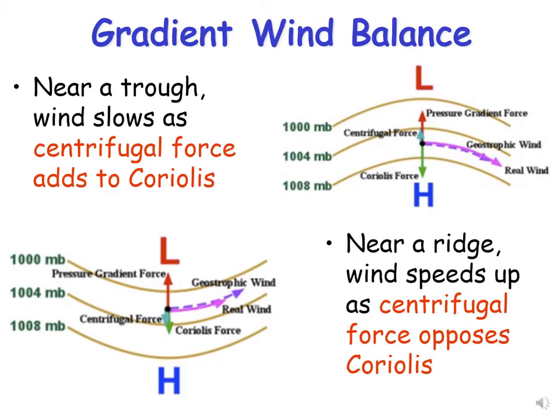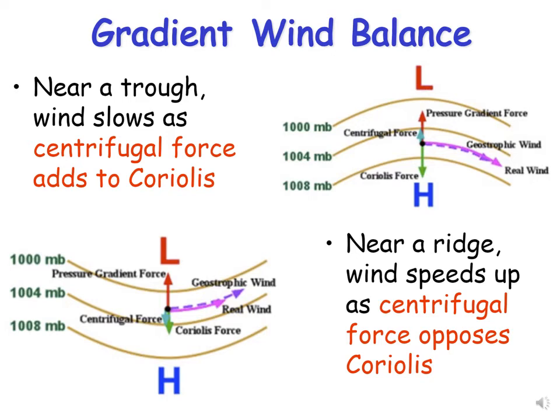A different type of balance, which involves a balance of three forces, would be the gradient wind. And here we're going to have a balance of the pressure gradient force, the Coriolis force, and now we're going to add in the centrifugal force. And recall that the centrifugal force is going to be pointed out from the radius of curvature.